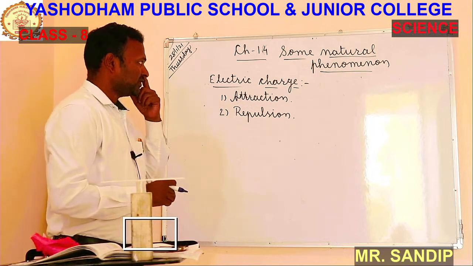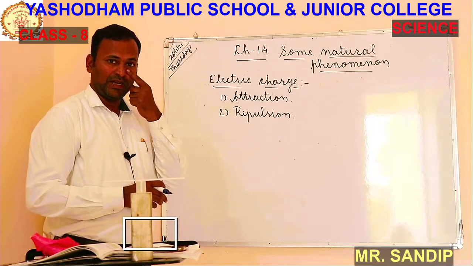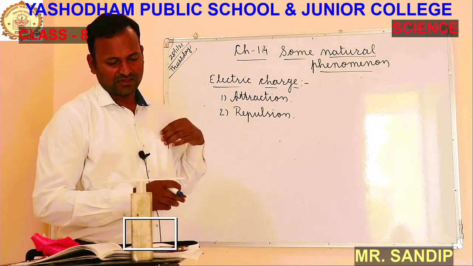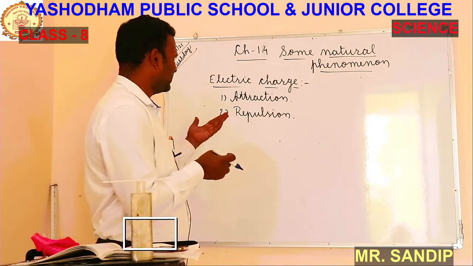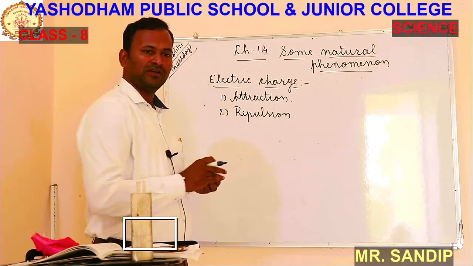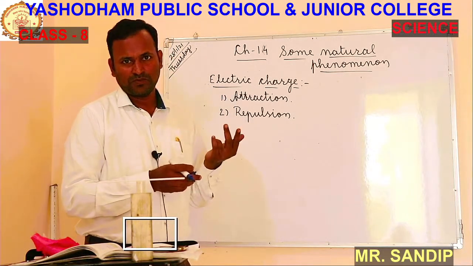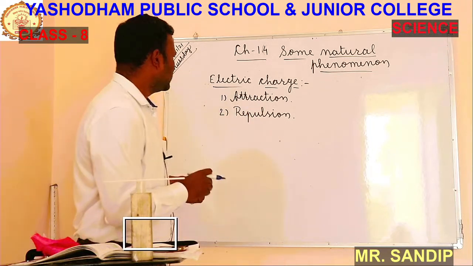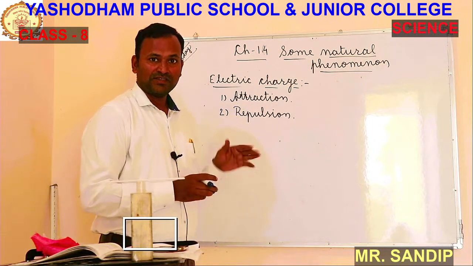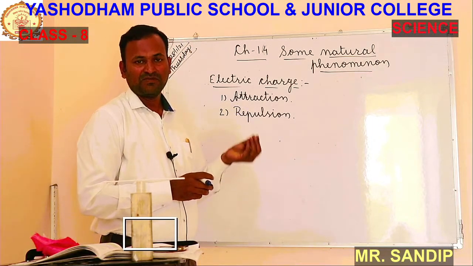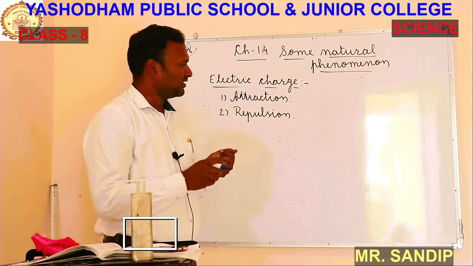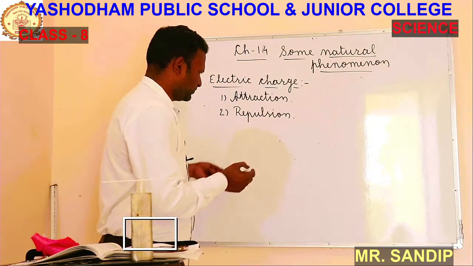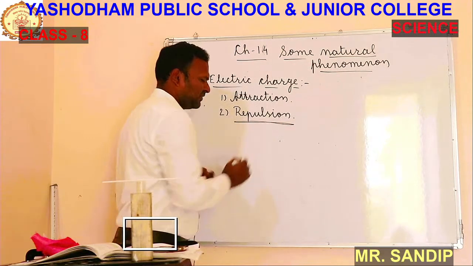Then a big question came: what name should there be for the charges? Many scientists thought about this, since we are observing just two types of things, one time attraction, one time repulsion. So one scientist came forward, Benjamin Franklin. He used a mathematical operation.